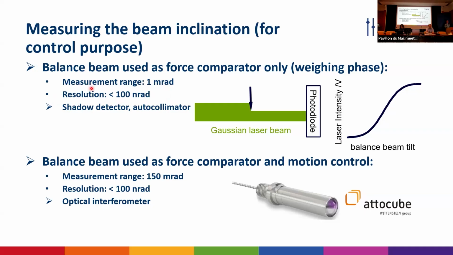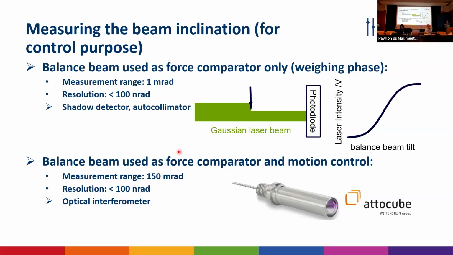So in this case, we are going to use typically as a position sensor shadow detectors or autocollimators. Again, it is something relatively easy to put in place or commercially available. Now, if you want to use exactly the same device to supply the motion during the dynamic phase, you will have to use an optical sensor able to measure over a large angular range, typically a few hundreds of milliradians.